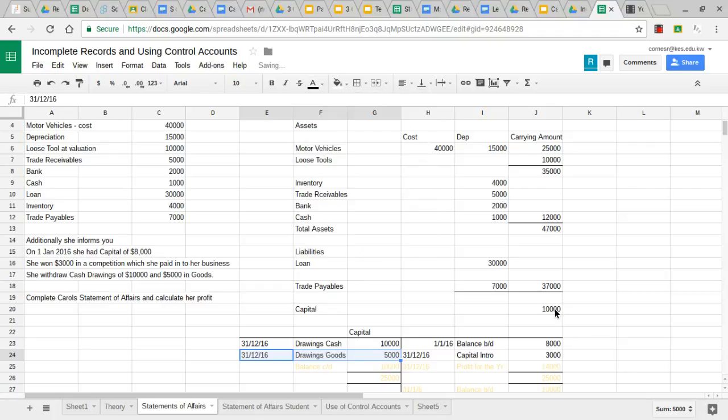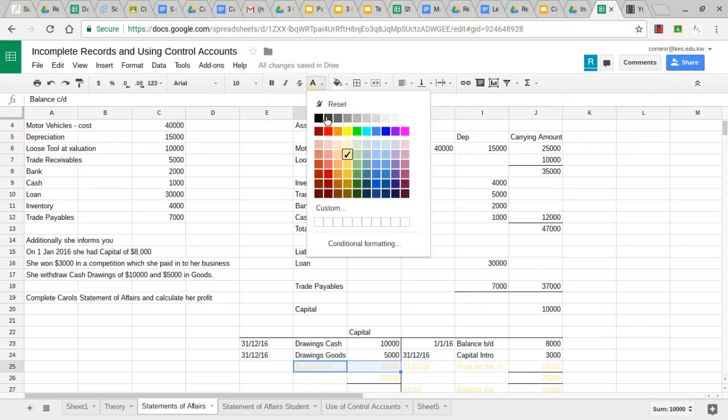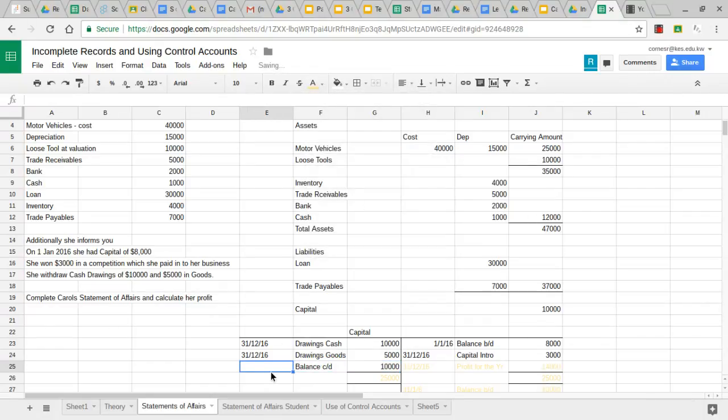And what I know now for this business, I know that the balance carried forward at the end of the month, at the end of the year, was 10,000. So I haven't put the date on there, which I should have done, 31st of the 12th, 2016. Okay, press return. Just make it black so we can all see it.